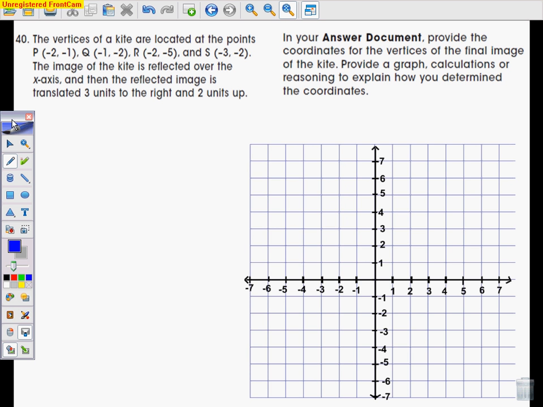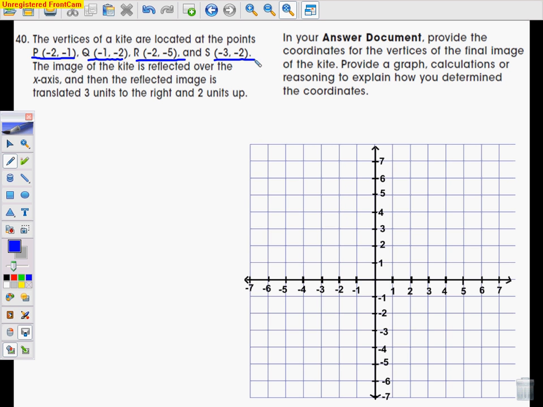Well, let's go ahead and go through this problem one sentence and one step at a time. So the first sentence: the vertices of a kite are located at the points (-2, -1), (-1, -2), (-2, -5), and (-3, -2). So we want to take that and reflect it over the x-axis. Well, before we can reflect it, we actually do have to draw it. So let's plot these vertices, our points.